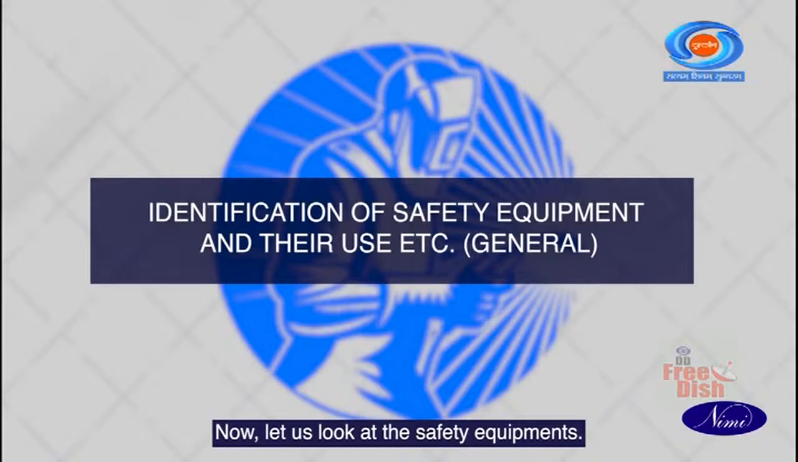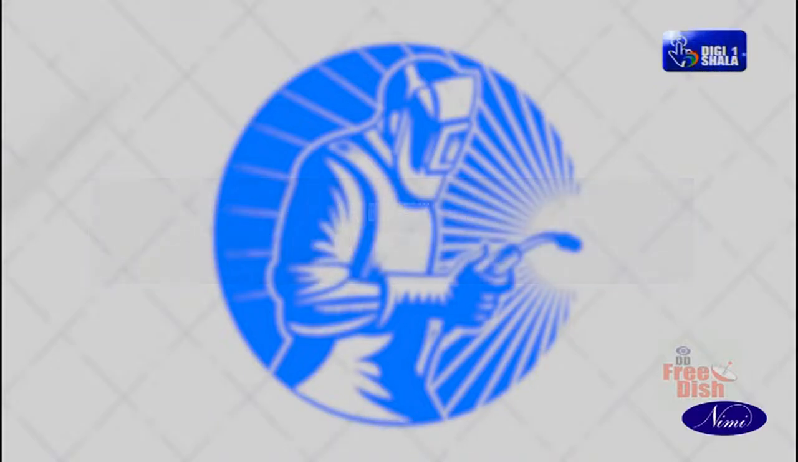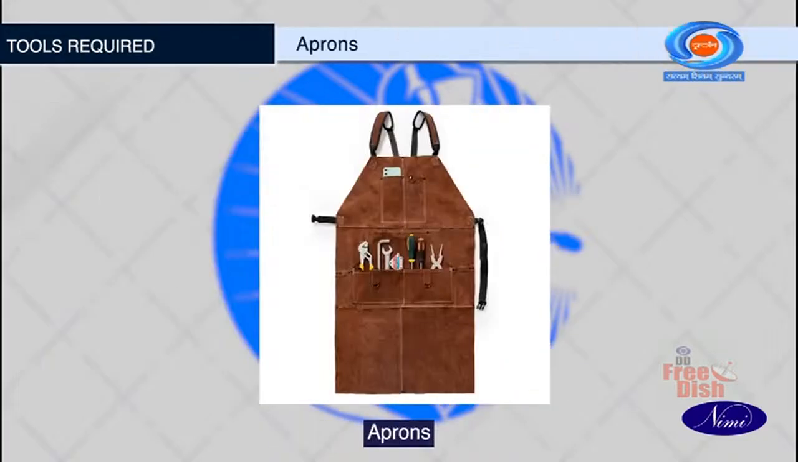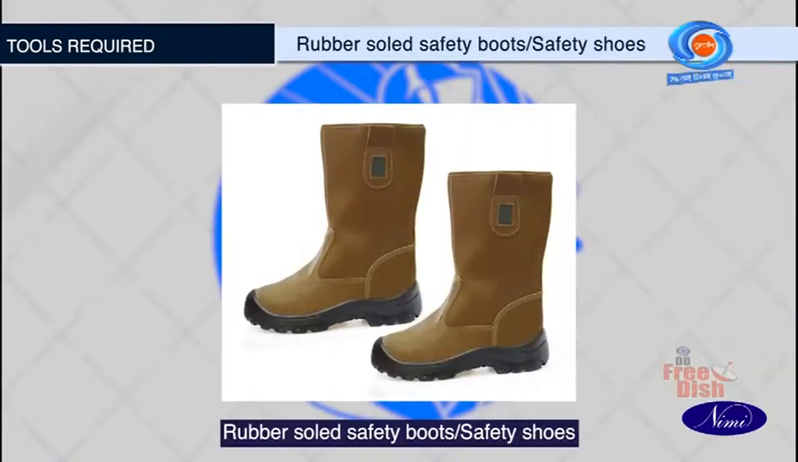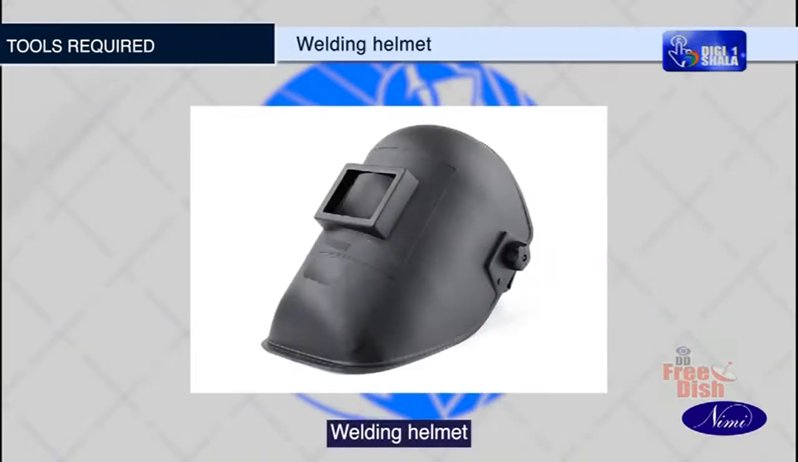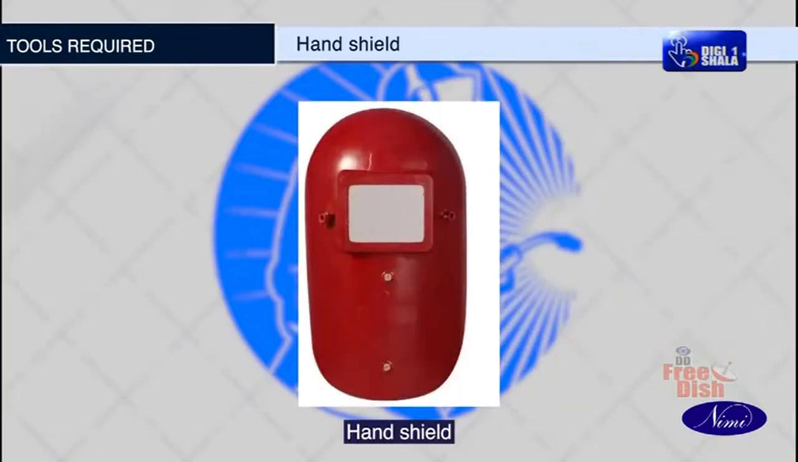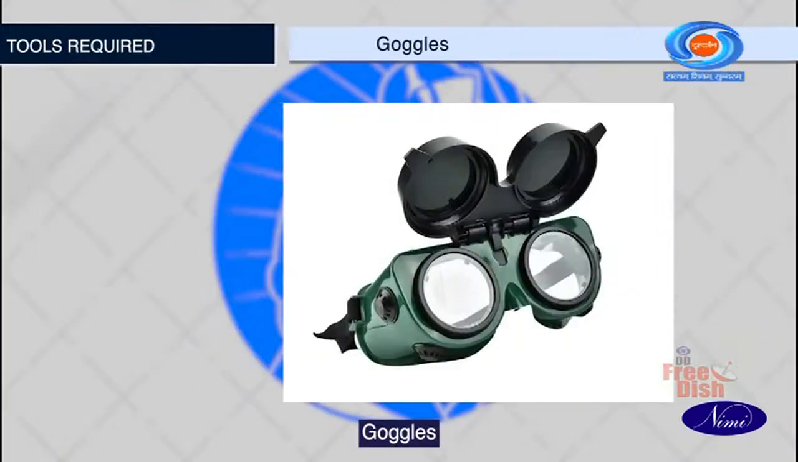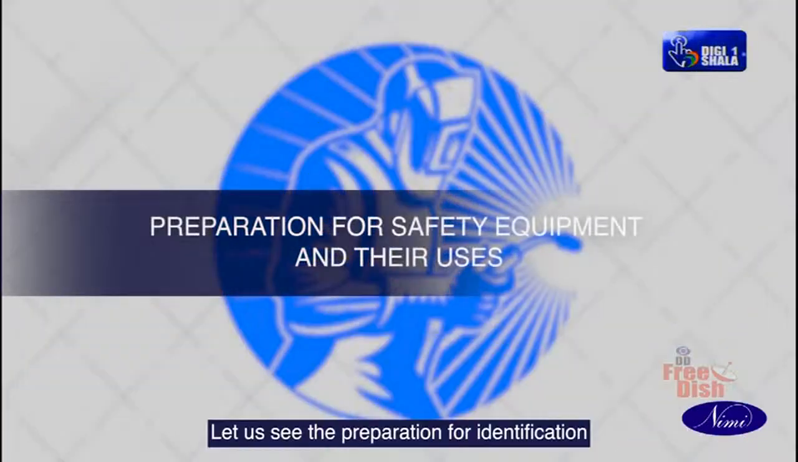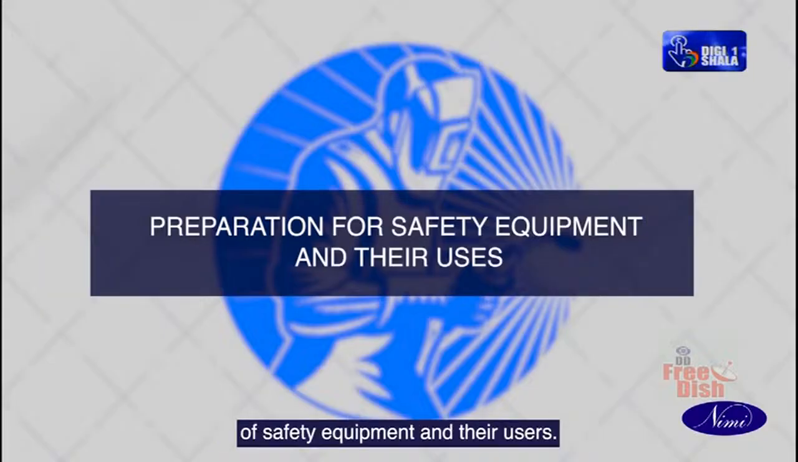Now let us look at the safety equipments. Fire/flame resistant clothing. Aprons. Rubber-soled safety boots, safety shoes. Insulated gloves or chrome leather gloves. Welding helmet. Hand shield. Goggles. Earmuffs or earplugs. Respirators. Let us see the preparation for identification of safety equipment and their uses.